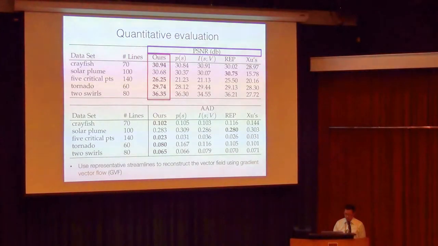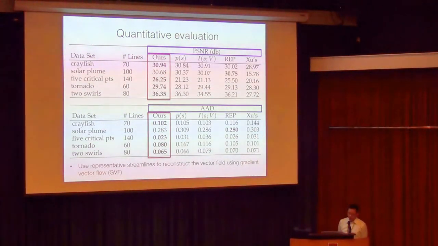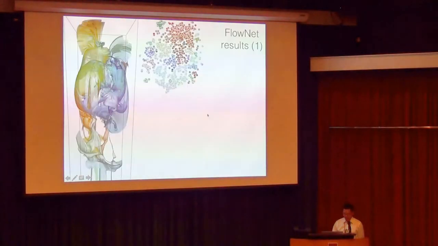We also compute what we call AAD, the average angle difference, just to see how much each individual reconstructed vector varies compared with the original vector field. For PSNR, the higher the better, right? For the angle difference, the lower value is better. We're able to get almost the best result compared with the other state-of-the-art techniques.